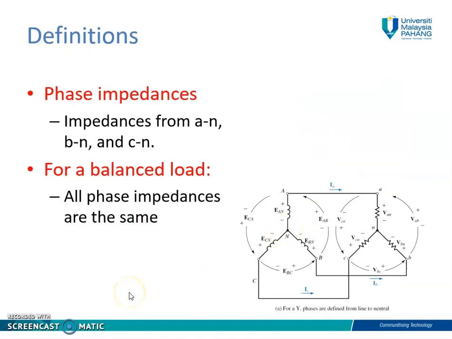Okay, and then we have the phase impedance, the impedance from AN, BN, and CN. So we can look at this figure. The impedance is actually from A to N, from C to N, and B to N. And for a balanced load, all the phase impedances are the same.